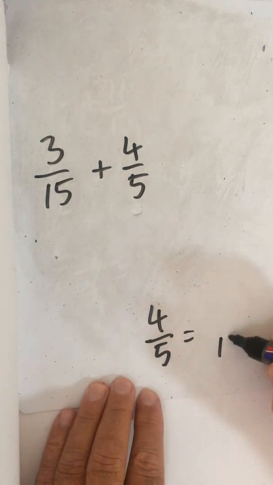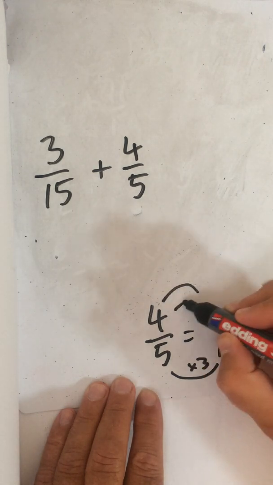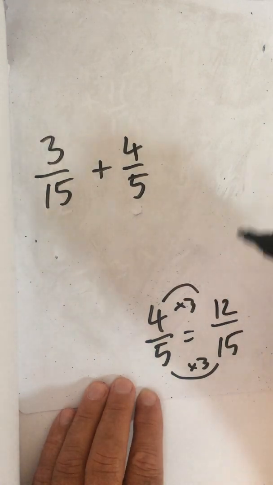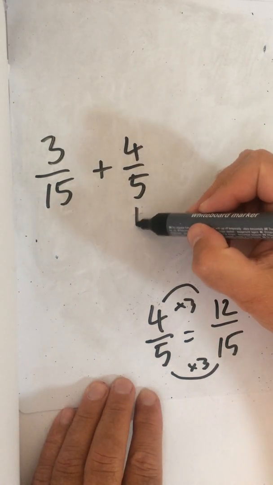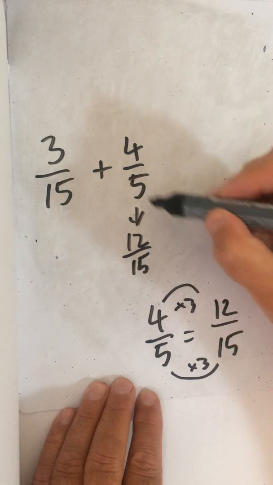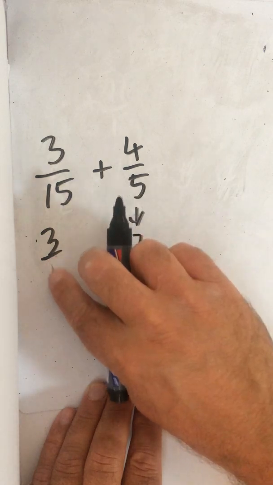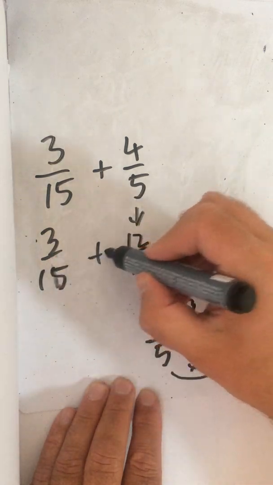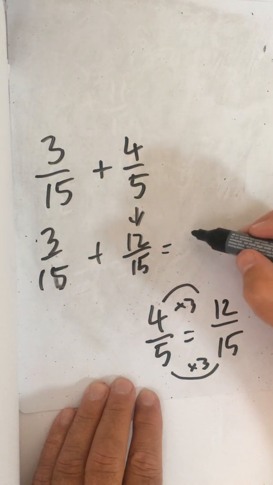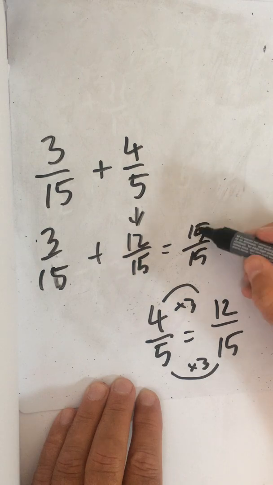4/5 equals how many 15ths? Well, how am I getting from the 5 to the 15? Times by 3, times by 3. So I get 12/15. So I know now my 4/5 is equal to 12/15. They are equivalent fractions. So I do my 3/15 plus 12/15, which gives me 15/15.